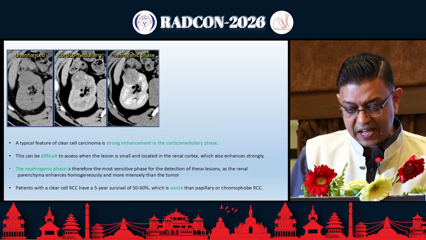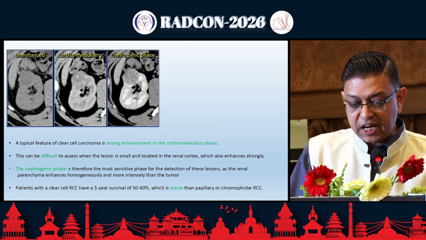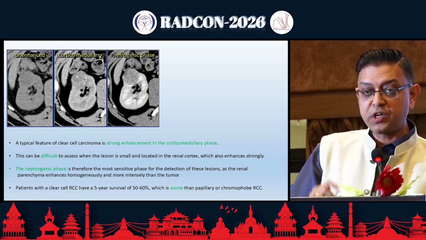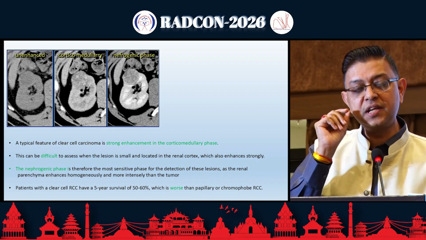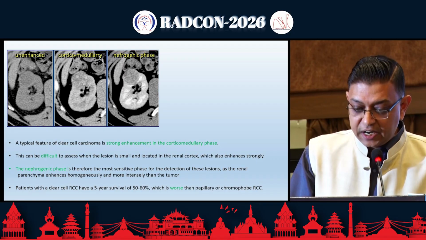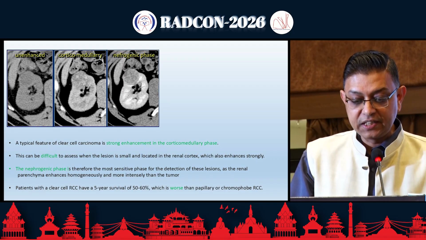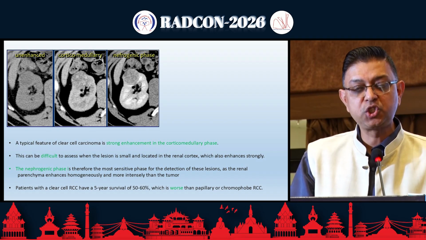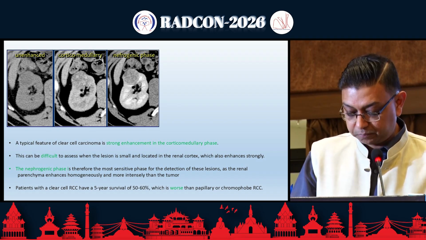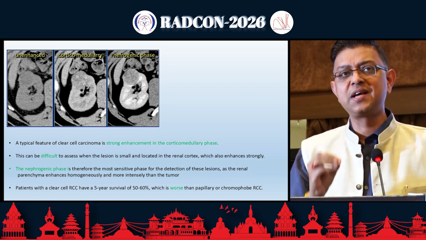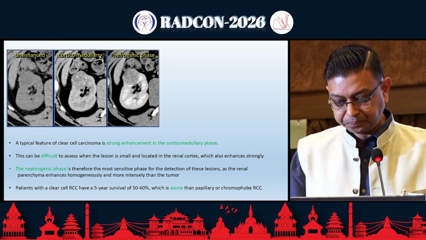So that's a CT scan. That's how it looks on unenhanced, on corticomedullary, and then how it looks on nephrogenic phase. If a clear cell carcinoma is very small, on nephrogenic phase it will show less enhancement than kidney, while in the corticomedullary phase it will usually show more enhancement than kidney. Now this has a very poor prognosis. 75% of all carcinomas are clear cell carcinomas.